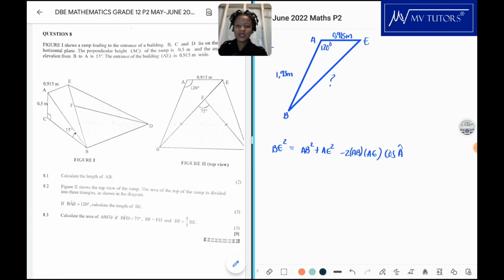Let me just switch on other lights. I look so dark. Okay, much better.